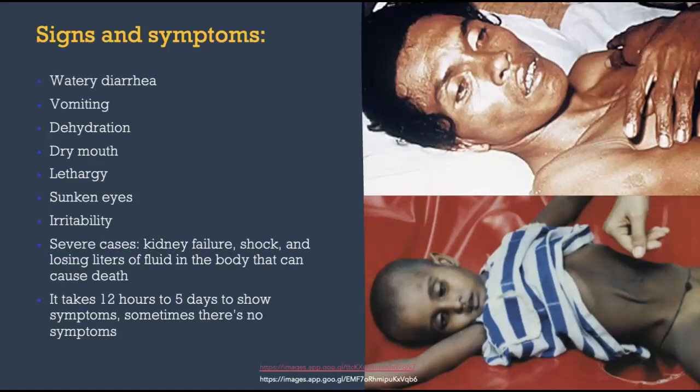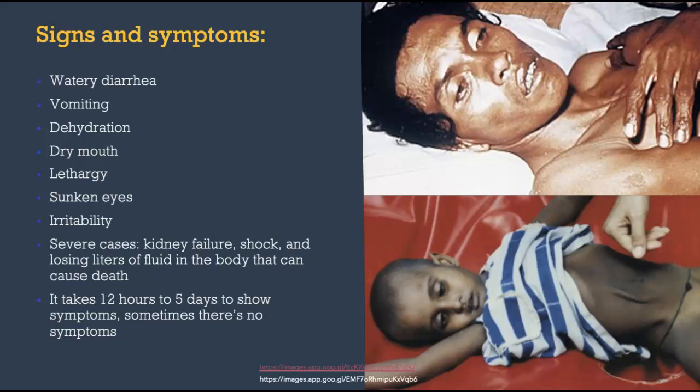Cholera takes 12 hours to 5 days for a person to show symptoms, though some people don't show symptoms. Early stages of the disease include watery diarrhea, vomiting, dehydration, and lethargy. Some signs of dehydration include rapid heart rate, sunken eyes, dry mouth, fatigue, and low blood pressure. If severe dehydration is left untreated, it can lead to kidney failure, shock, and coma.